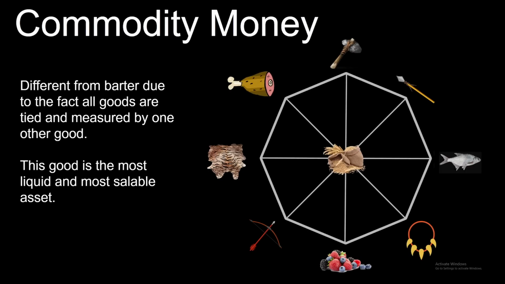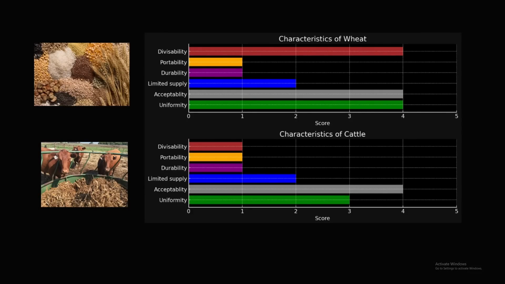So that brings us on to commodity money, where instead of deferring payment through time, you are swapping the good or service for a universal commodity that everyone accepts. And this is slightly different from barter due to the fact that all goods and services are tied and measured by one other good. And this good is generally the most liquid and most saleable asset. So two examples of commodity money that have been used in the past are wheat and cattle.